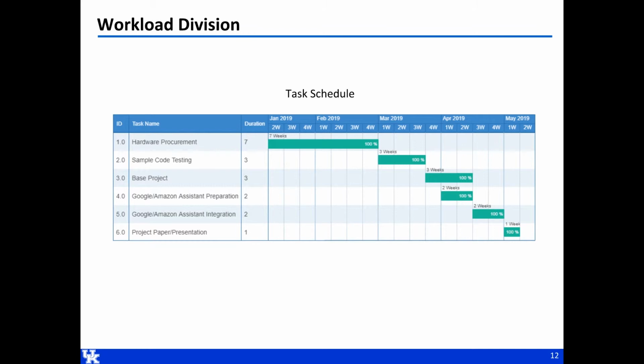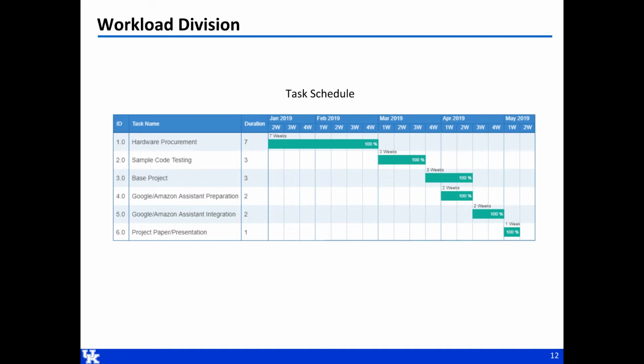This is our Gantt chart showing our task schedule. As you can see in the Gantt chart, there are 6 tasks. Task 1 was to secure all the parts and components with hardware, with Andrew leading. Task 2 was to sample code to make sure each component worked individually. Andrew also led that. Task 3 was to combine the microcontroller, the DC motor, and the Wi-Fi controller together to make sure that the core of our project worked, and Andrew led on that.